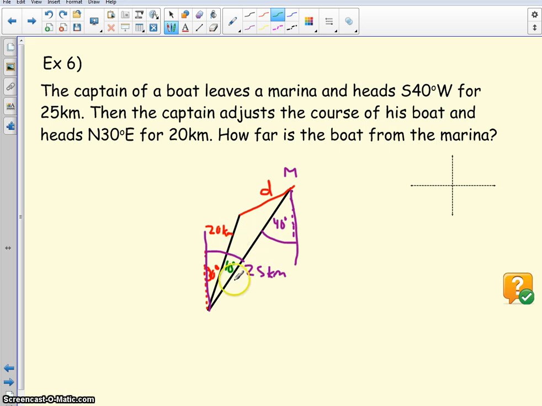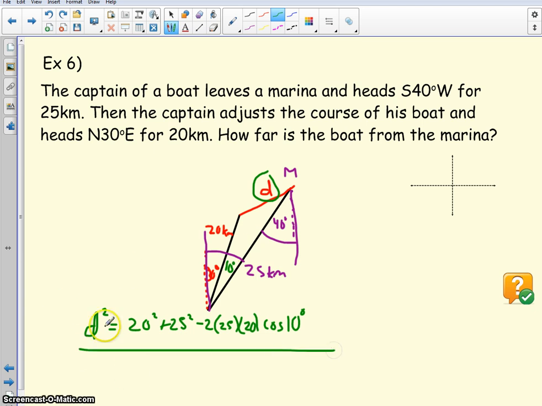Now that gives me an angle inside the triangle, and I can actually use something to solve for it. Is it going to be sine law or cosine law? Well, do I have a side-angle pair? I don't here. I have no angle and the side across from it, so I have to use cosine law. I'm solving for side d, so my equation is going to be d squared equals my other two sides, 20 and 25, so 20 squared plus 25 squared minus 2 times 25 times 20 times the cosine of 10 degrees. Once we have the diagram, we set up our equation. We have to just solve for d.